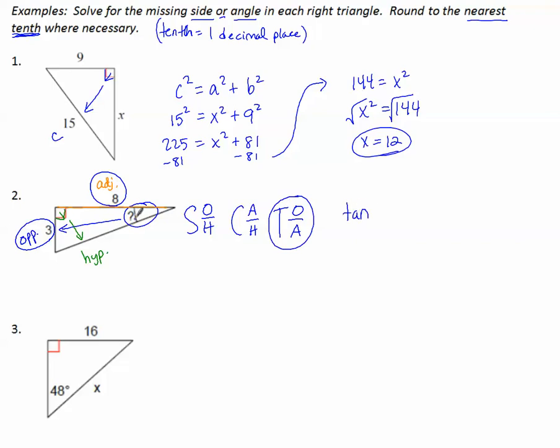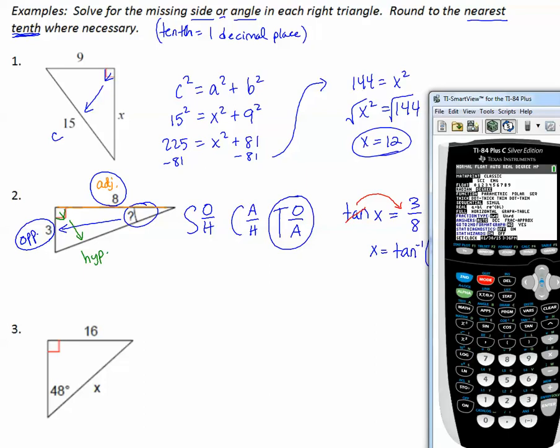Tangent. Now I don't know the angle, so I can call it an x. Tangent of x equals opposite over adjacent, so 3 over 8. When I don't know the angle, that's when I need to get it to go to the other side by using the inverse. So I write x equals inverse tangent of 3 over 8. Now I can go to my calculator and do second tangent 3 divided by 8, enter. If I'm rounding to the nearest tenth, where necessary, I need to here. Here's the tenths place, 5 makes this go up, so 20.6.